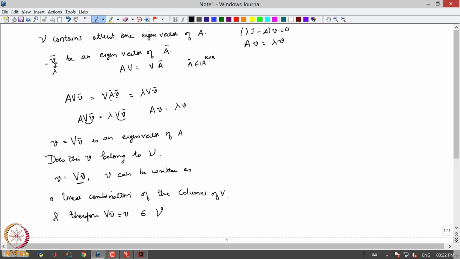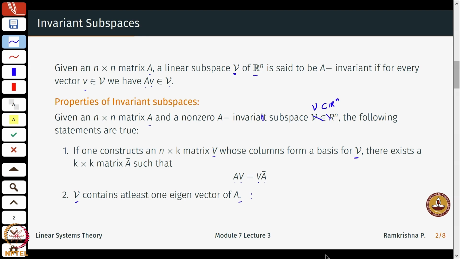And what we have now proved is the statement that V contains at least one eigenvector of A. Okay. So, we will use that statement shortly in one of our proofs.